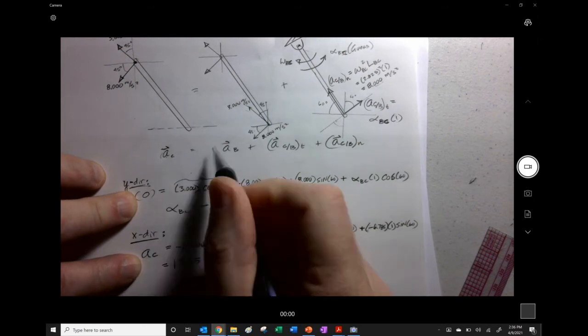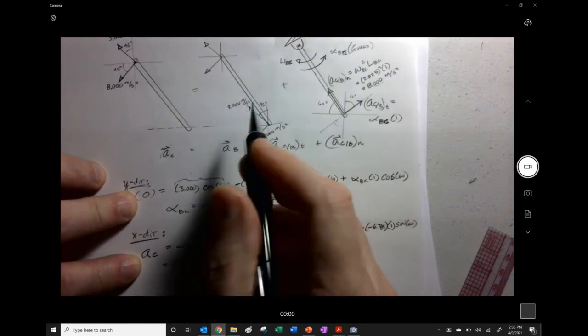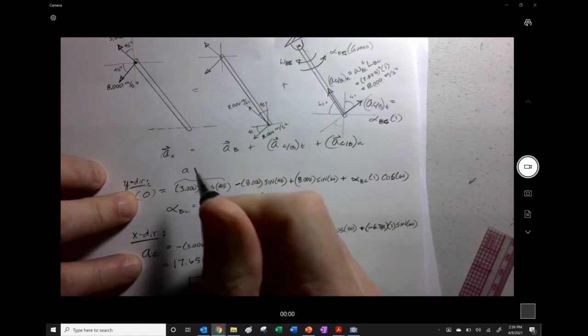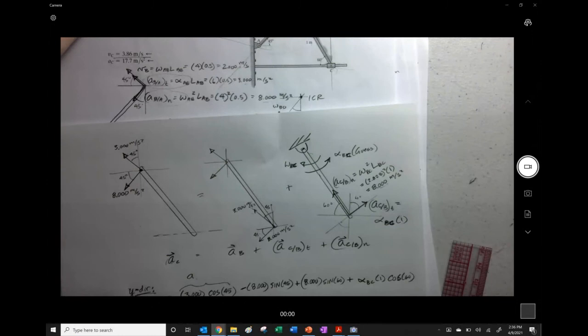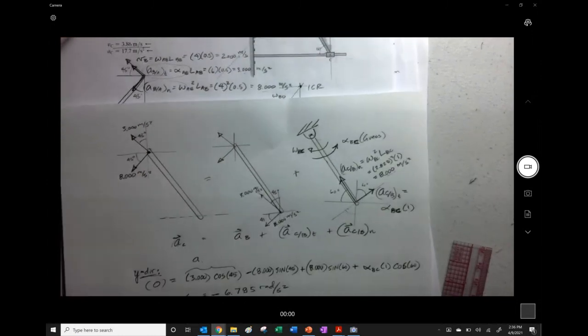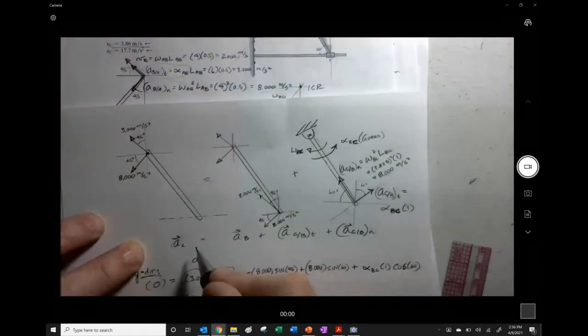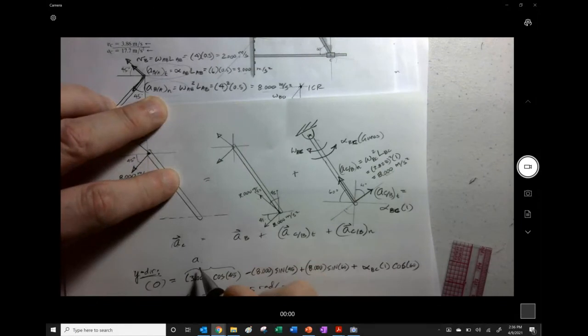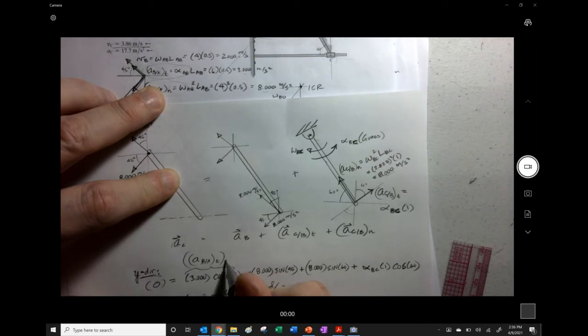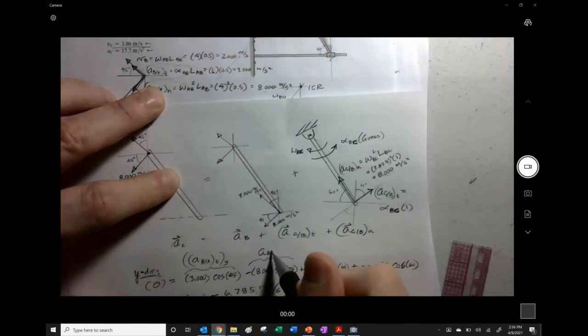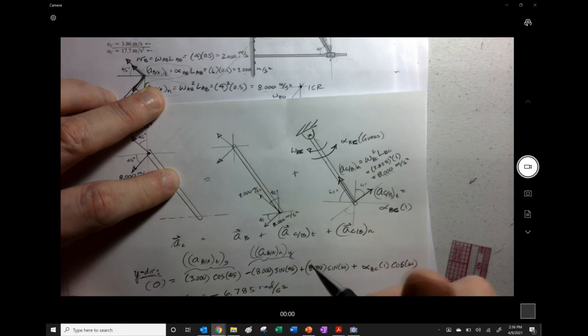This guy right here, this was the acceleration of B with respect to A in the tangential direction, but the y component of it. It's a really good point, so I really appreciate you asking. This is the normal, and this is the y component.